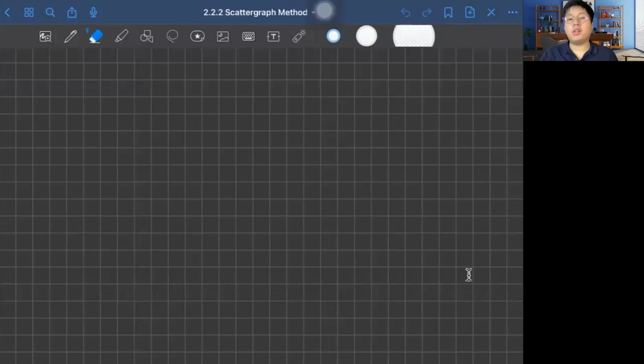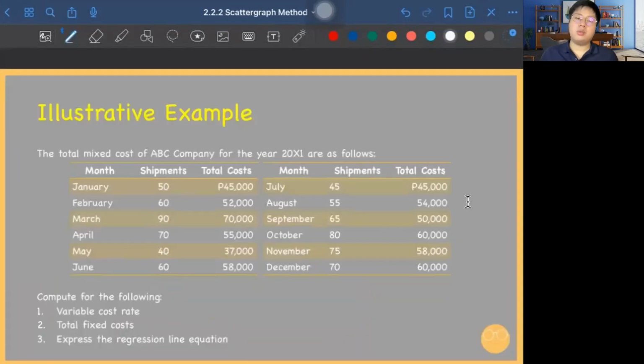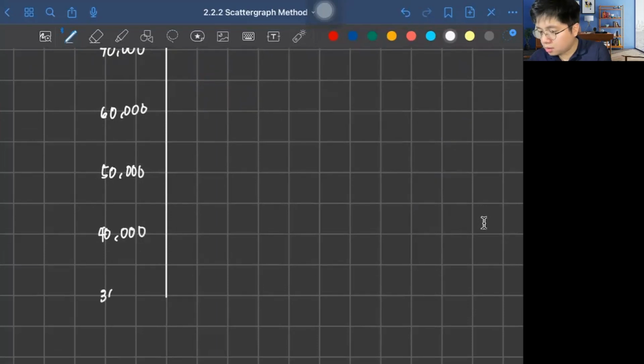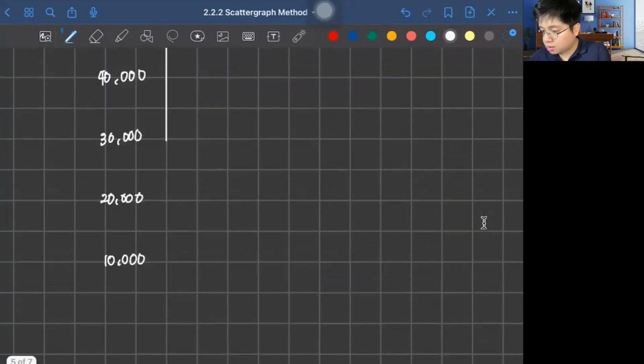The first step, if we are doing our line of regression, is to draw the x or horizontal axis and the y-axis in the graph. Let our y-axis be the cost. Then we should scale our graph. Since the total costs here are 45, 52, 70, and the highest here is 70, let's scale our graph by multiples of 10,000. Let's start with the highest, 80,000, then 70, 60, 50, 40, 30, 20,000, 10,000, and 0.